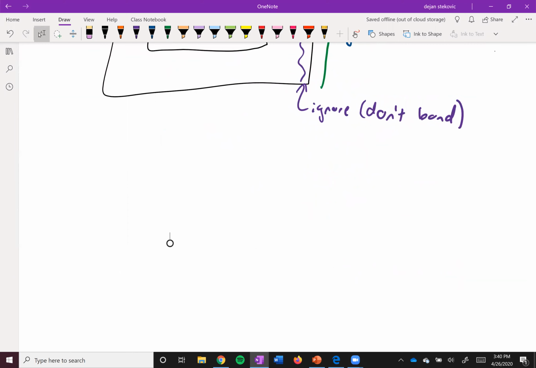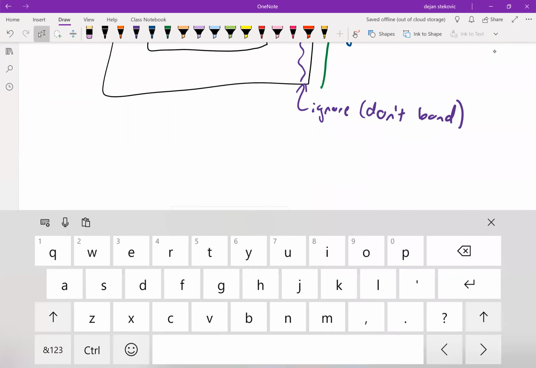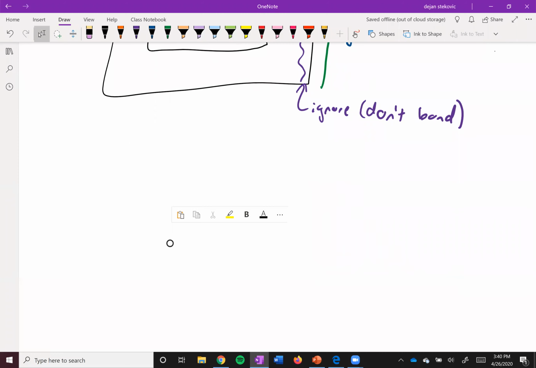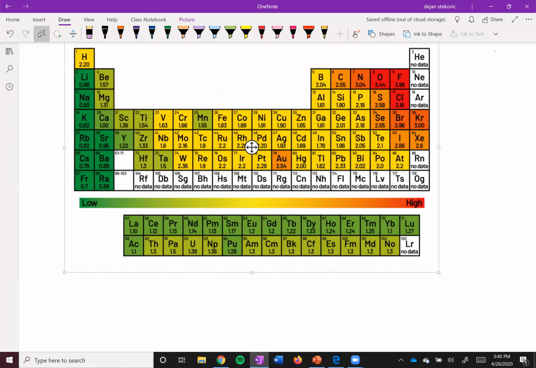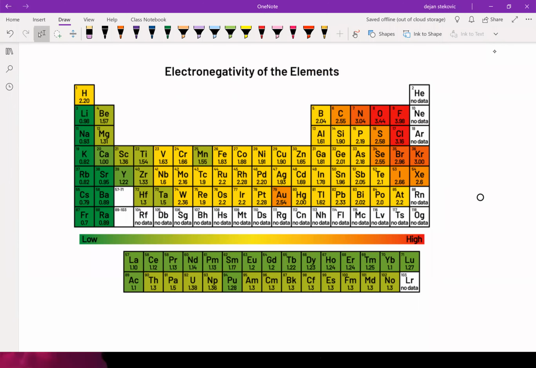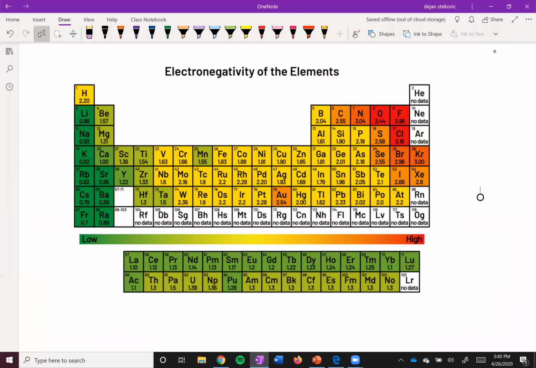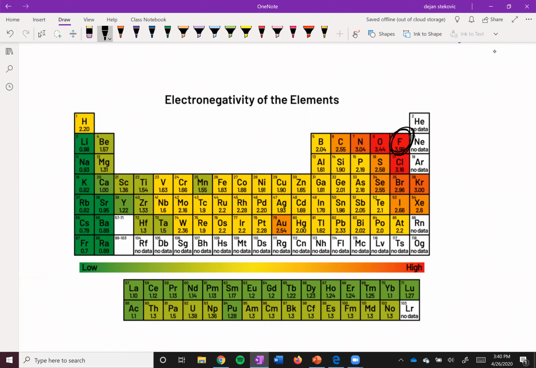So let's just look at the actual numbers here. There's a scale in terms of electronegativity. And you can see here's a picture right here. You can see red is very electronegative. Green is less electronegative. So fluorine over here is going to be your most electronegative element.